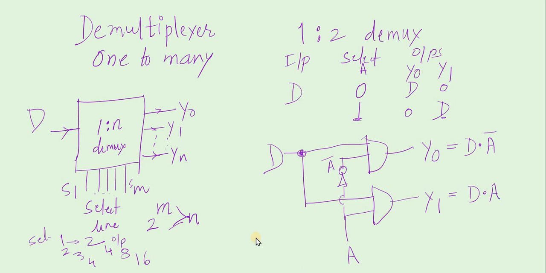So this acts as demultiplexer. D signal goes to either Y0 or Y1. It depends upon the value of A. A is a select line.